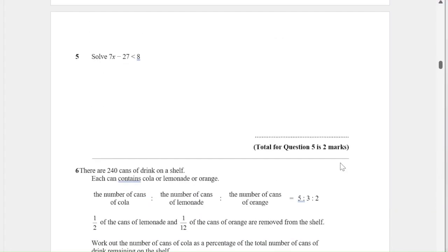Okay, and question 5. Solve. We've got solve an inequality. I'm going to treat it just like an equation. So I'm going to start by adding 27 to both sides. That will give me 7x is less than 35. Divide both sides by 7. And I get x has to be less than 5. So x is less than 5.